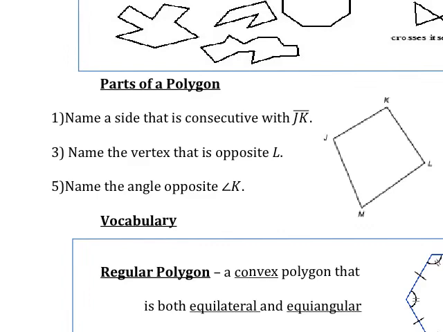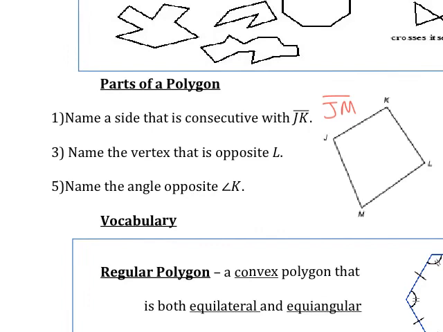So if I want consecutive sides, I have two different options for a consecutive side with JK. What would my options be? Good, JM or KL. So remember, when we're writing the name of a side, we got to put that segment marker over it, right, for our notation. So JM or KL, I can put that one as well. I'll just do 1 through 5 since they're here, and then I'll slide over to 2, 4, 6.